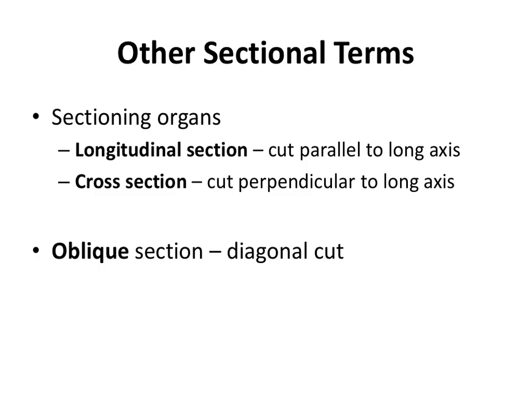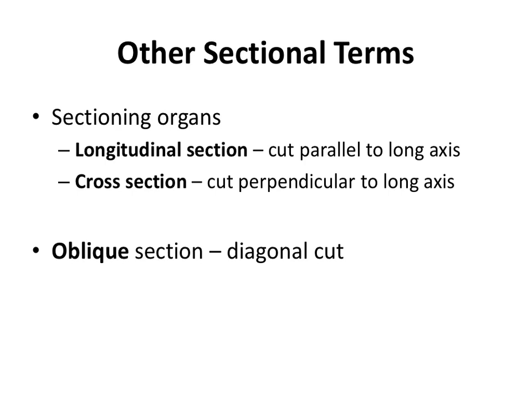When cutting through organs or other structures, sometimes it is useful to use the terms longitudinal section and, again, cross section. The distinction here is relative to the long axis of the organ. So if you think about something very long, for example, a section of intestine, gut tube, if you section parallel to the long axis down the tube, then you have made a longitudinal section. If, however, your cut is perpendicular to that, then it is a cross section.